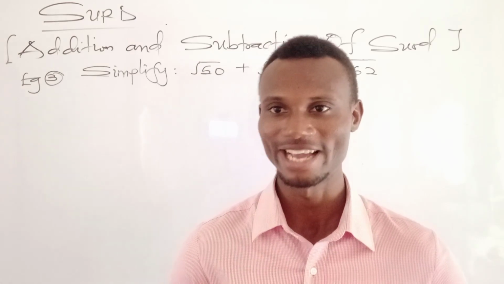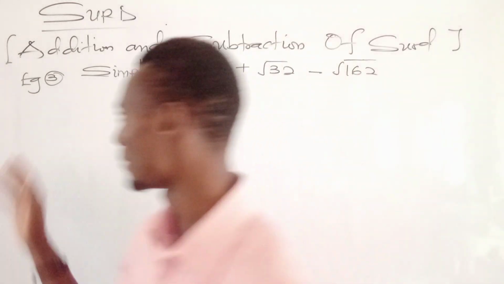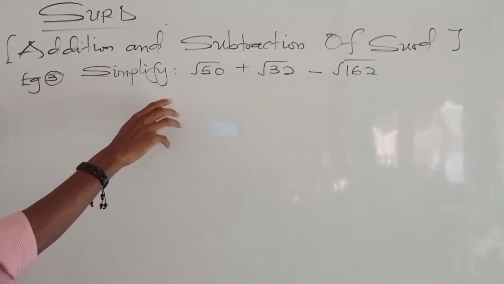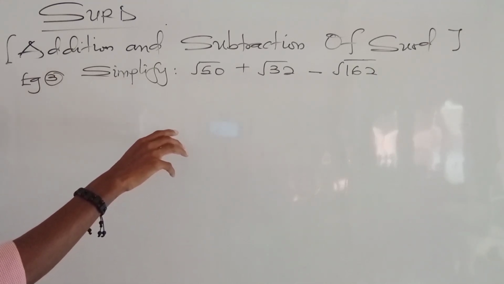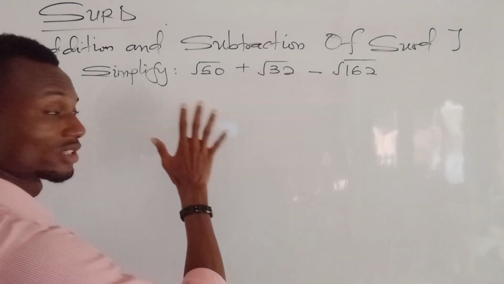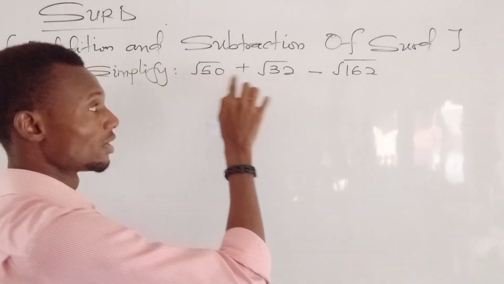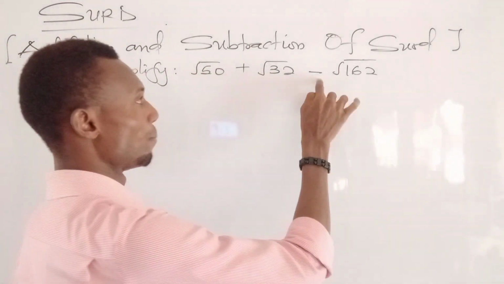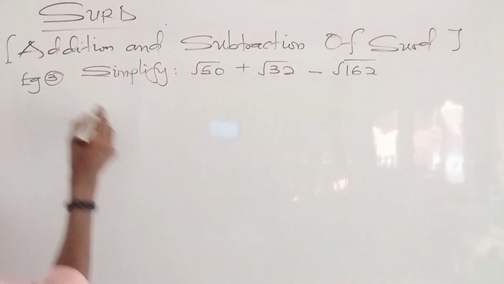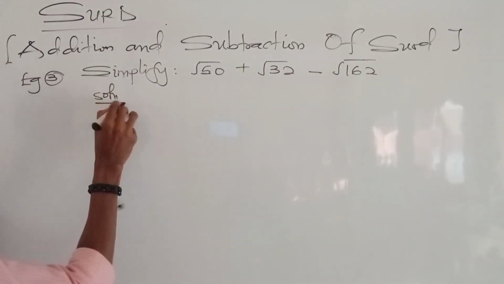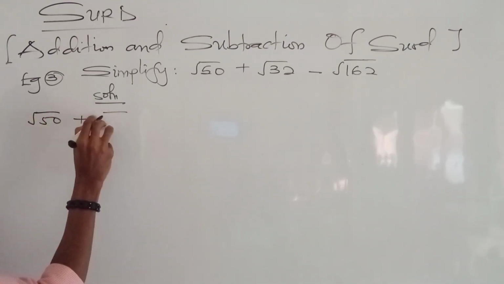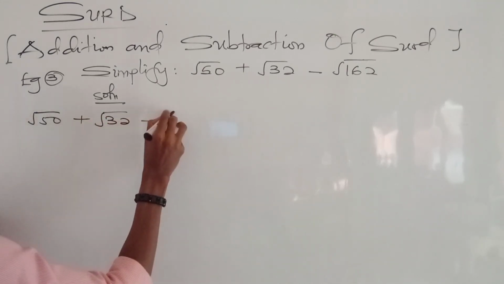Let's go ahead and handle example 3 that I have on the board. Example 3 says: simplify square root of 50 plus square root of 32 minus square root of 162. So let me write my solution down and let me repeat the question. We have square root of 50 plus square root of 32 minus square root of 162.